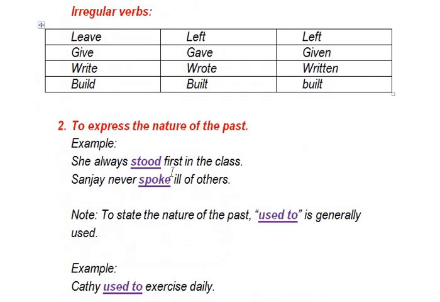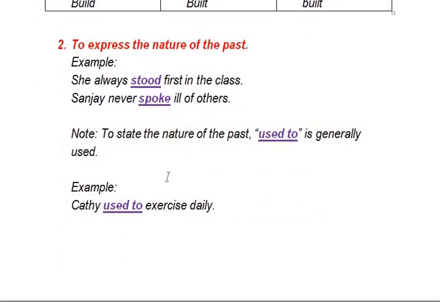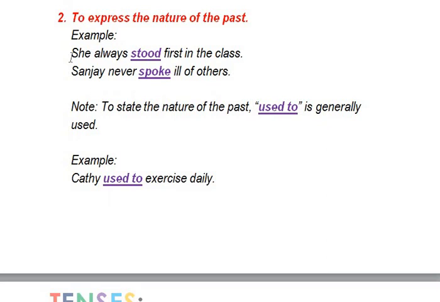And the next usage of past simple tense is to express the nature of the past. For example, she always stood first in the class. Here, stood is nothing but past tense. So, "she always stood" is nothing but the nature of the past. One more example: Sanjay never spoke ill of others. This is also past tense only, and "he never spoke ill" is the meaning of the statement.